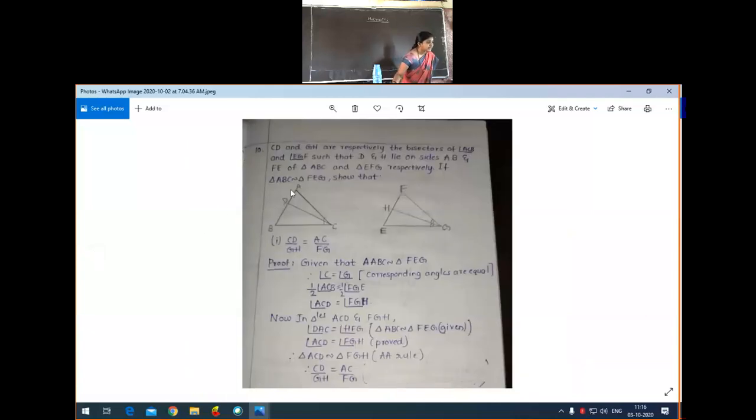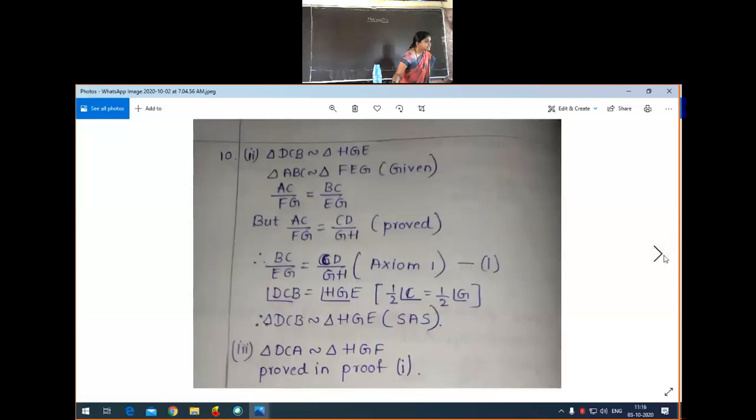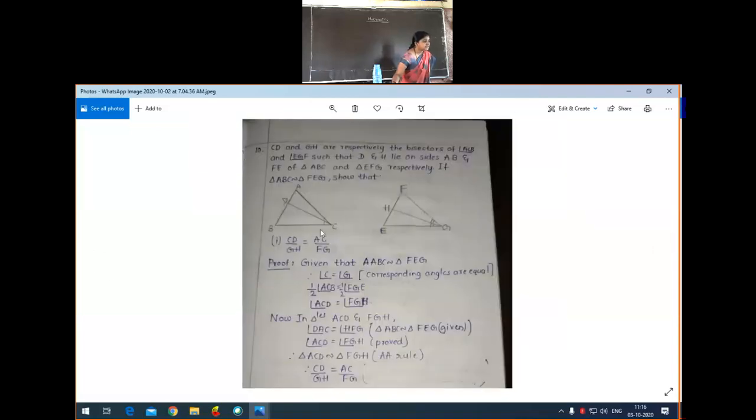So then what do we have to take? AC by FG, which is equal to BC by EG. Can we take this one? Yes, of course, because this triangle ABC is already similar to this triangle, it is given. So from that result, we can take the similarity ratios AB by FE, AC by FG, BC by EG. Here we are taking AC by FG equal to BC by EG. So, next step.